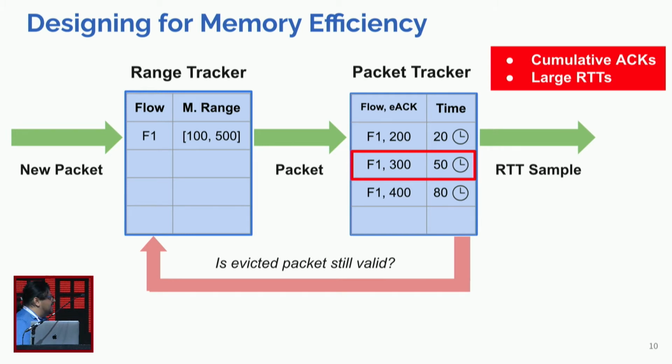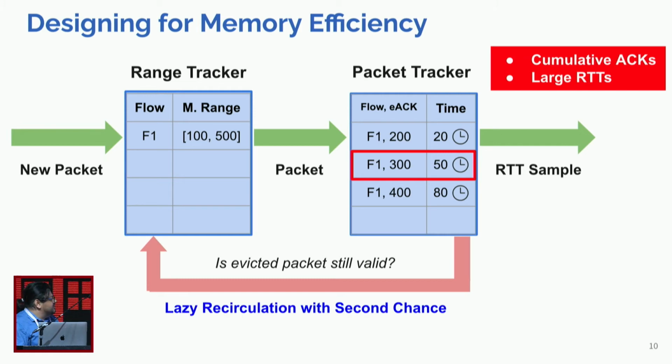So our strategy here is to use recirculation to check against the flow tracker whether a packet has become stale, as in has the measurement range moved on since that packet. And if it has moved on, then we drop the packet record, essentially. And otherwise, we push it back into the packet record table. And we call this lazy recirculation with a second chance. Lazy because we wait until there are hash collisions to perform this process, and a second chance because the packets that actually have large RTTs have a second chance of living on in the packet tracker table.